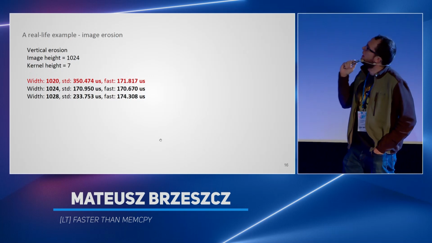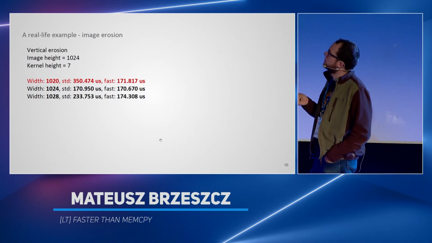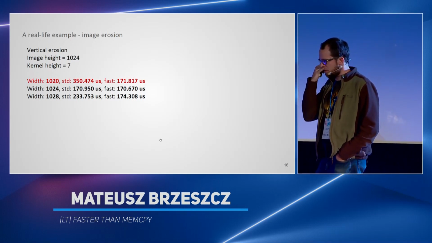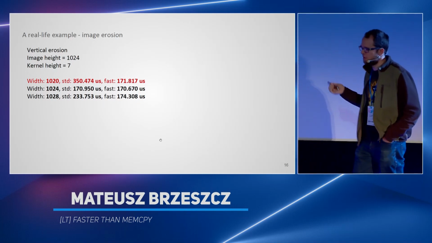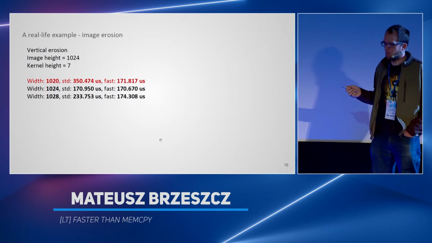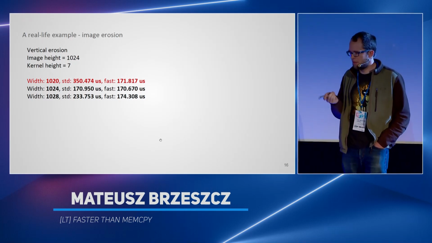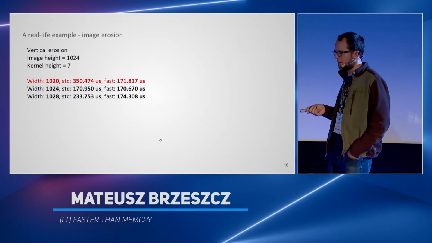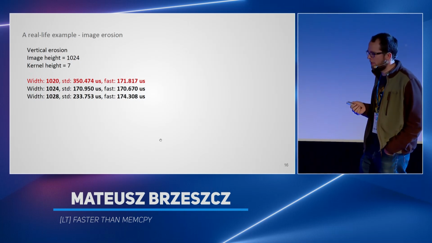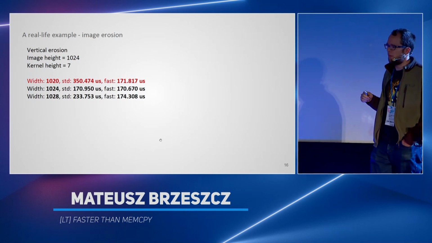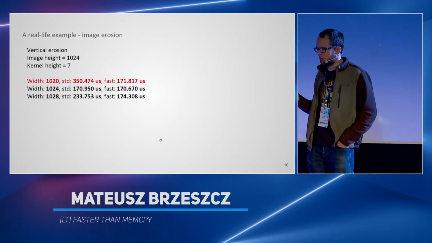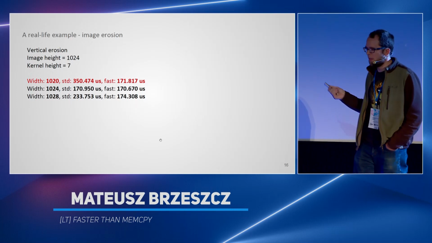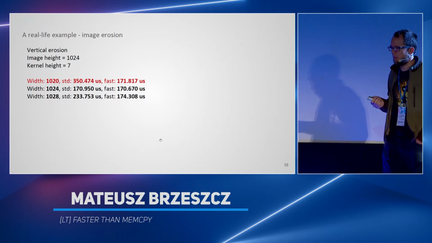Okay, another thing. I have tested that in a real-life-ish example. An image erosion is essentially taking a minimum of the neighborhood of a pixel. This is a vertical erosion, so only in the vertical dimension. And if we have a boundary case, when the width is near a multiple of vector length, we can even have a 2 times speedup.